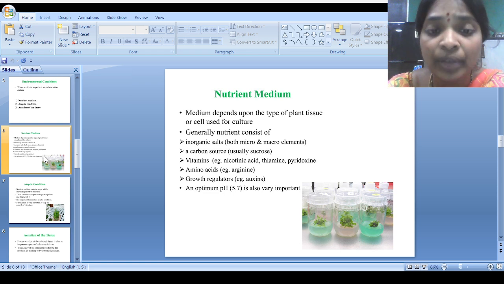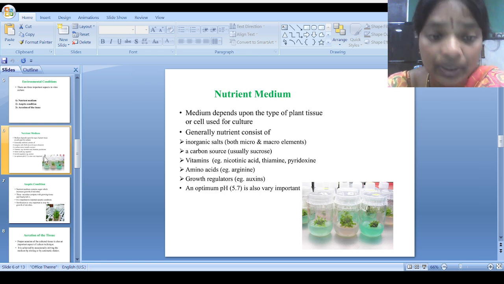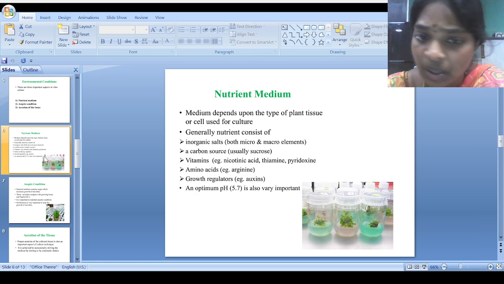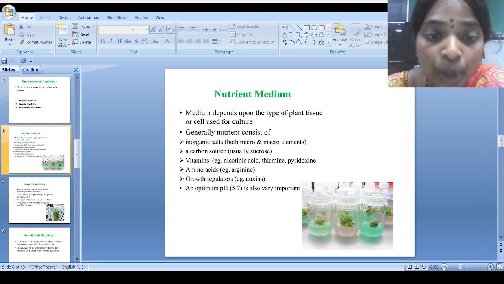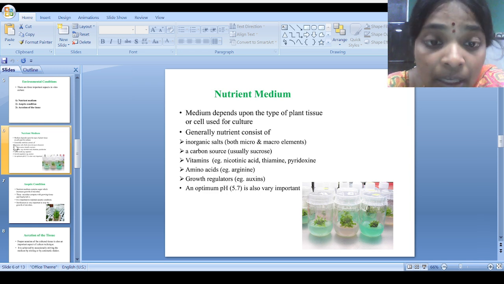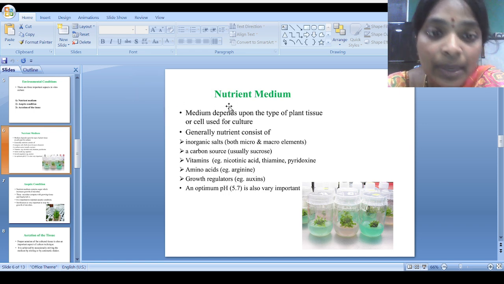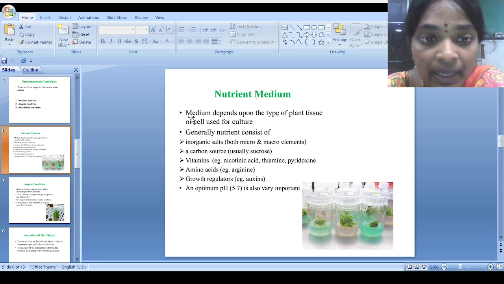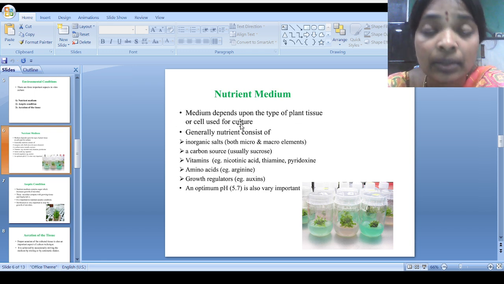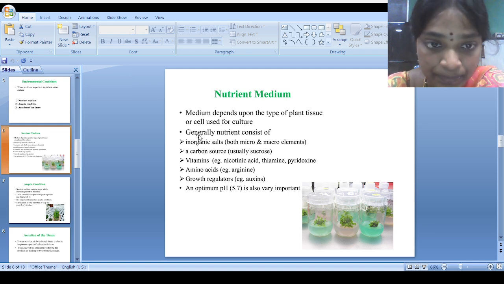Why? Because just as we eat food to sustain our life, in the same way a plant also requires some amount of micro and macronutrients, amino acids, carbohydrates, vitamins, inorganic salts, and growth regulators like plant growth hormones, and optimum pH. So these are the criteria for a plant to develop in in vitro conditions, in the presence of a synthetic nutrient media. This media depends upon the type of the plant and the cell we are going to culture.